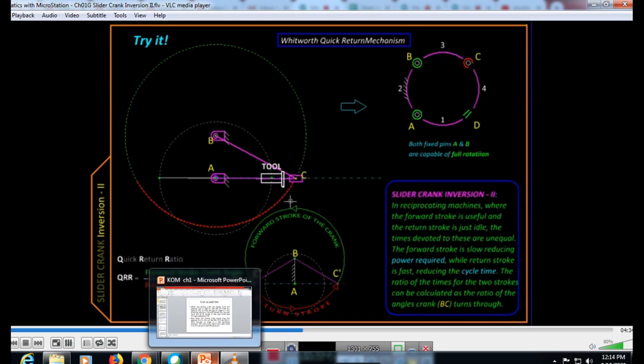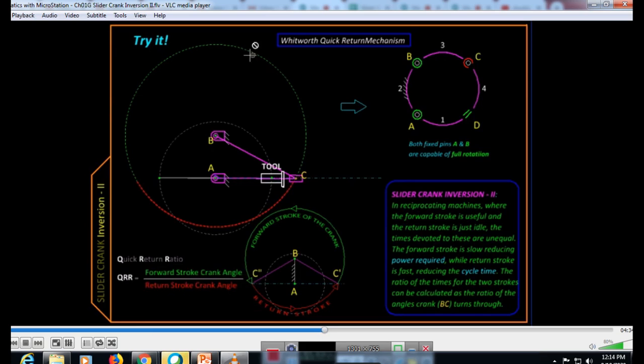If you notice the angle through which our input link is turning when moving forward and when retracting the tool back, you can see the red color indicated there. These two angles: the red part will be the return stroke, and the green part is where the tool will take the forward stroke. So the time required for the forward stroke will be more, and the return stroke will be less.